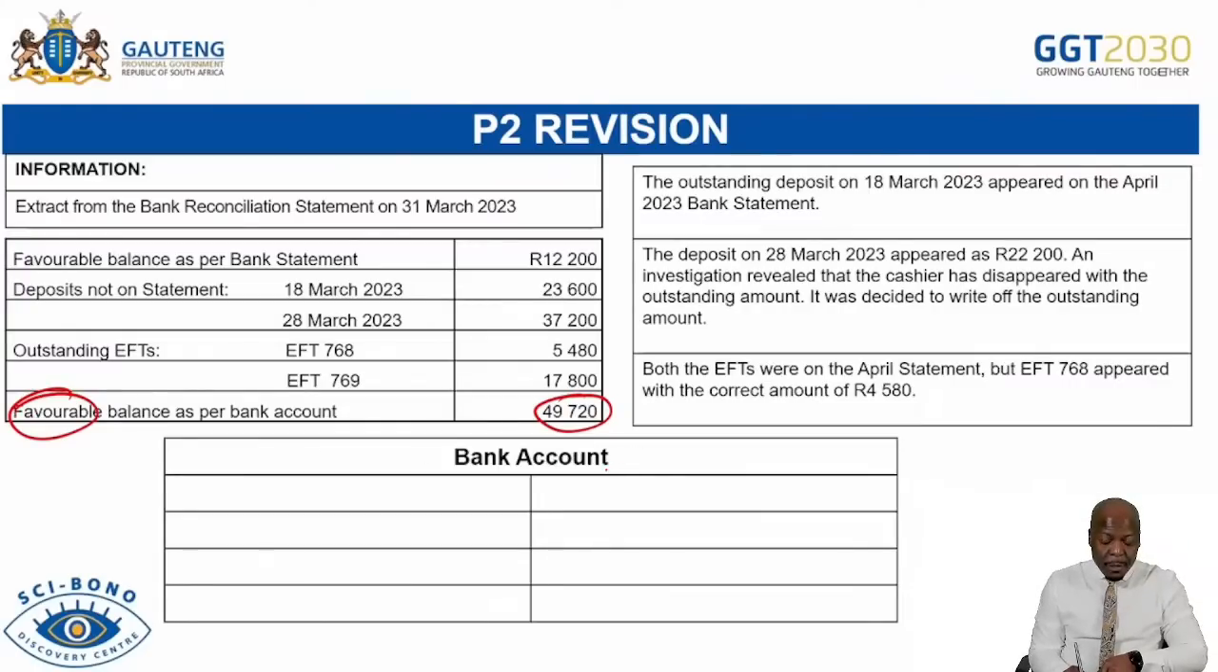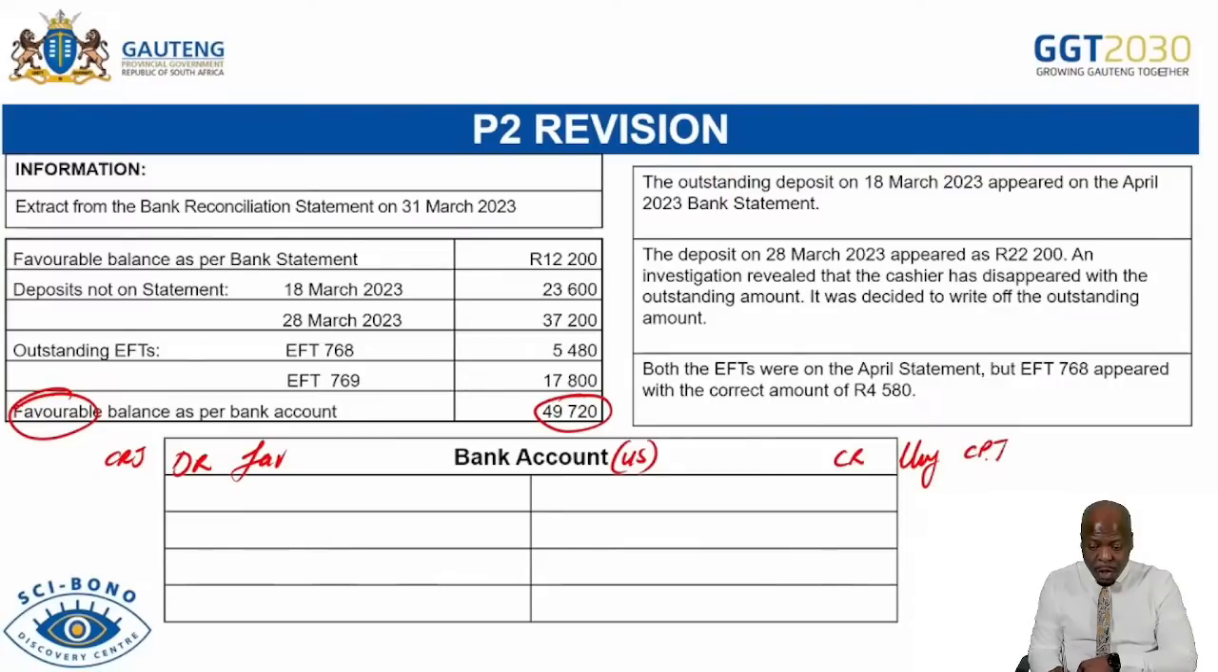On the bank account, remember this is in the general ledger done by us. So on the debit side, this is going to be our favorable side. In other words, we're going to find CRJ here. On the credit side, this is going to be our unfavorable side. Then we're going to find CPJ here.